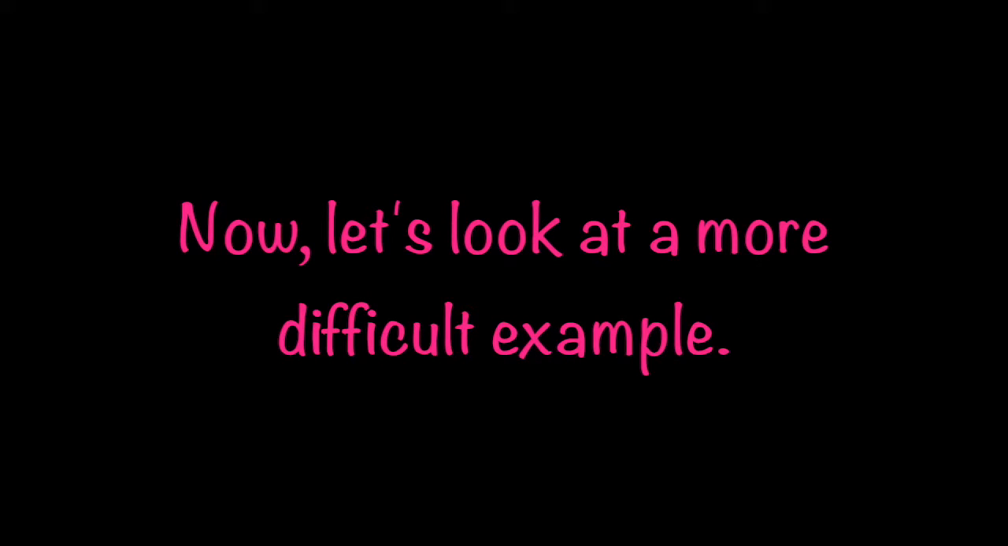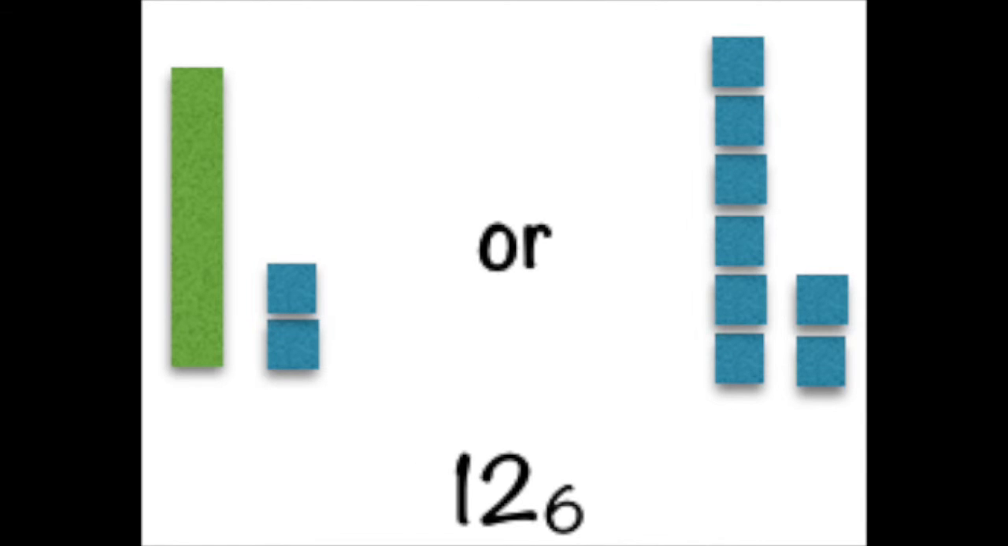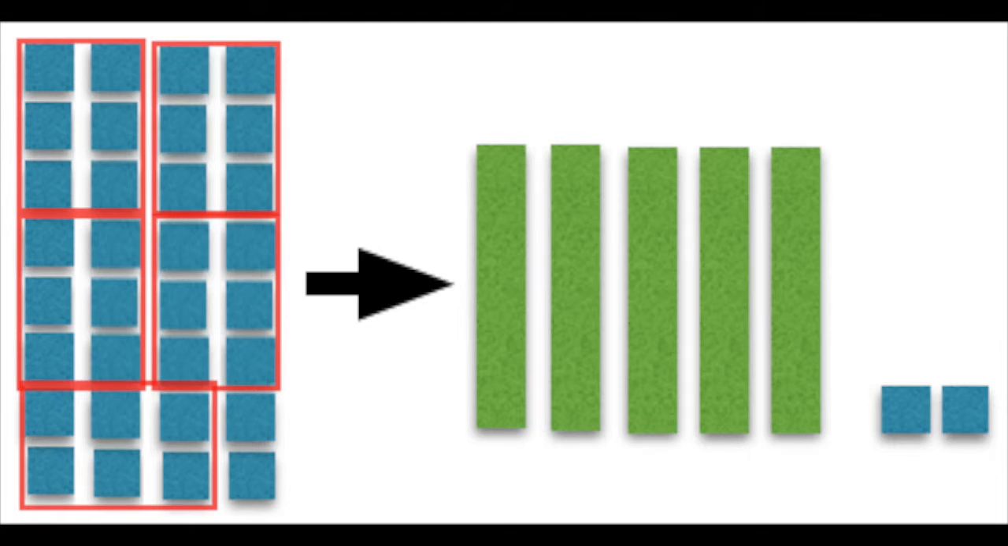Now, let's look at a more difficult example. 4 base 6 times 12 base 6. 4 base 6 is represented here by 4 units. 1, 2 base 6 is represented by 1 stick and 2 units. Because there are 6 units in 1 stick, 1, 2 base 6 can also be represented by 8 individual units. In this problem, we are being asked how many blue units there are in 4 groups of 1, 2 base 6, or 8.